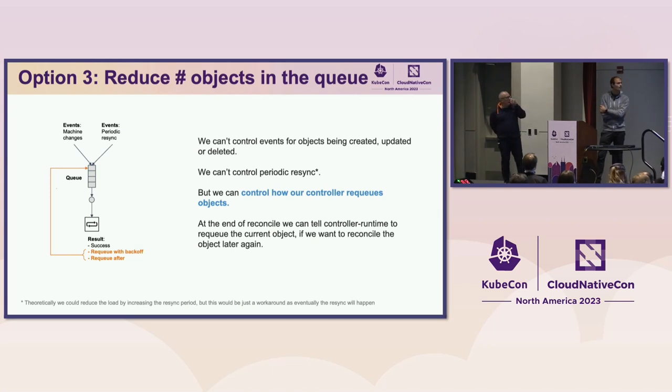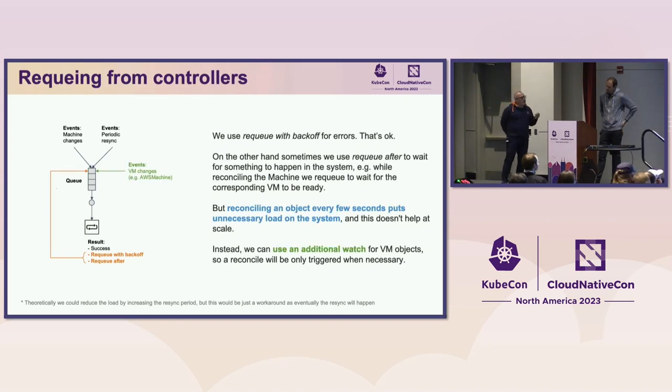And so the only thing we can control is how our controller adds objects back to the queue. It turns out that when you develop a controller and your reconcile finishes, you can return three types of answer. One is success: my object is at the desired state, forget about it. The other two are requeue with backoff and requeue after. So how do we use them? We use requeue with backoff for errors. And this is fine, because when your system has an error, you want the system to recover fast. But if the error is persistent, you want your system to reduce the frequency of retries, because it does not make sense to keep hammering the system with new queries.